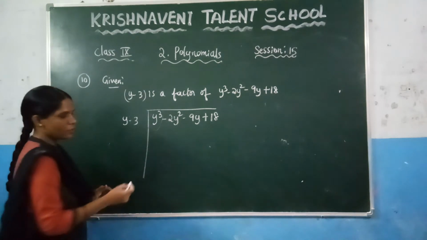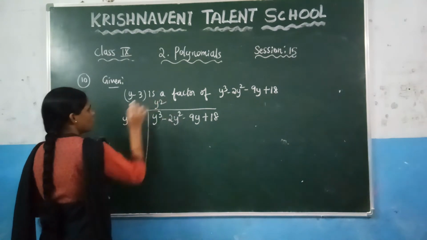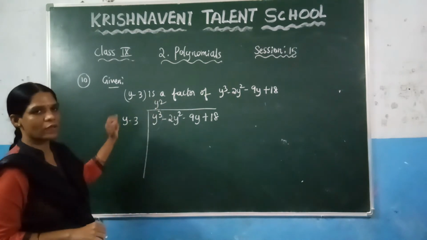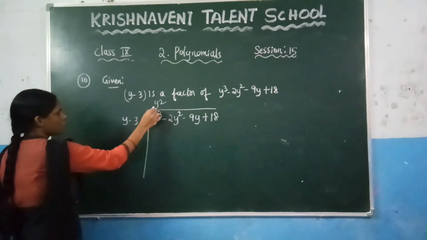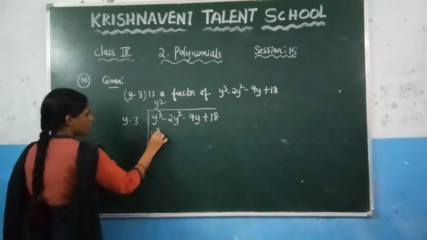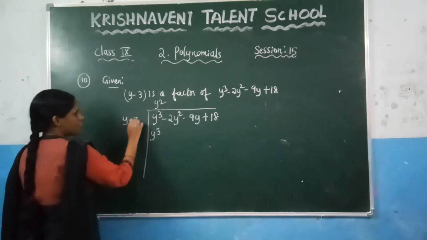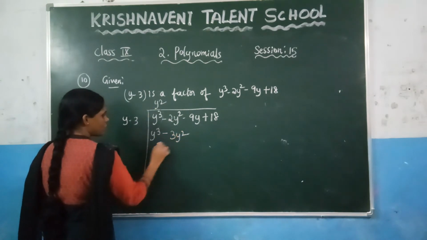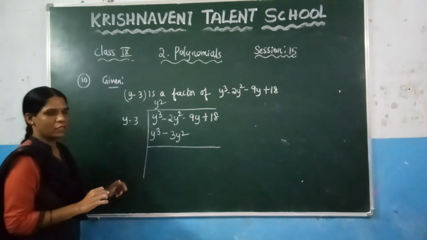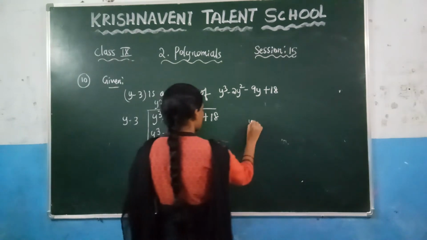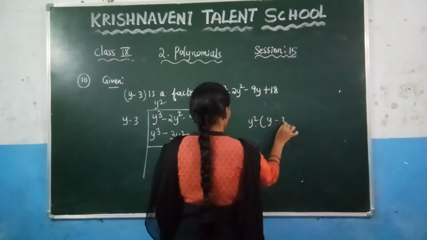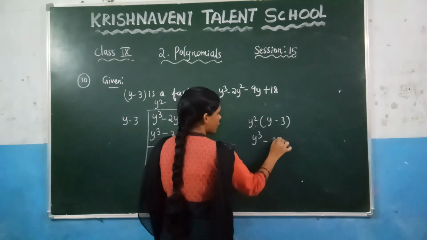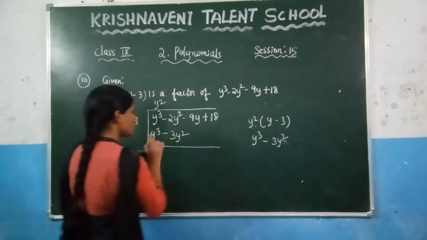y cube by y, which gives you y square. Now you need to multiply this y square by the divisor. So what do you get here? Check it: y square into y gives you y cube, and minus 3 into y square gives you minus 3y square. I have written it directly, or you can do it here: y square into y minus 3. You will get y square into y, which gives you y cube, minus 3 into y square, which is 3y square. You need to write that here.